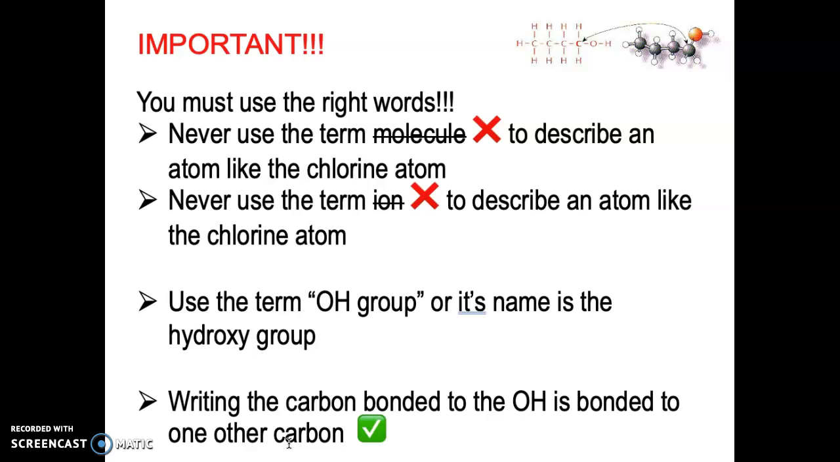When you're writing, you can just say things like the carbon bonded to the OH is bonded to one other carbon. You'll notice I haven't referred to that as a group, atom, ion or molecule. I've just referred to it as OH, and then as carbon rather than carbon atom. And that is by far much more acceptable than using those wrong terms. I hope that hasn't confused you.